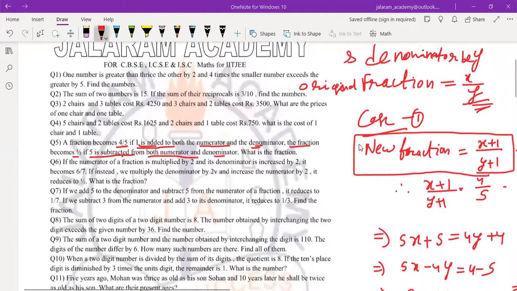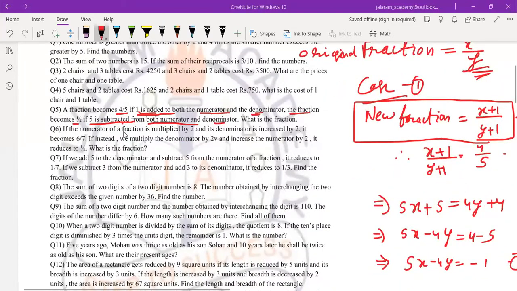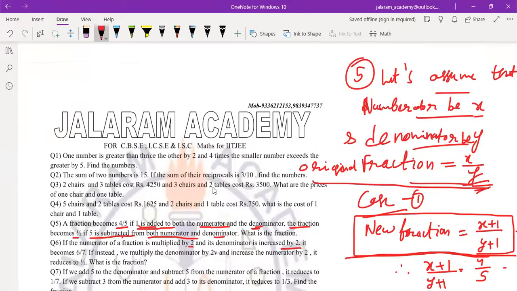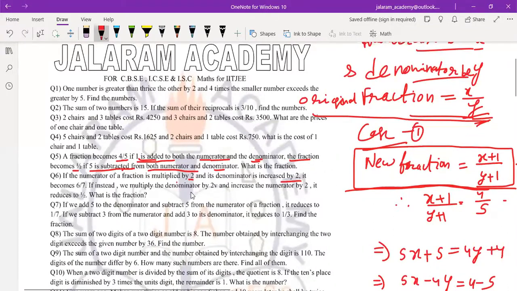Similarly, we can solve question number 6 with the same method: if the numerator of a fraction is multiplied by 2 and its denominator is increased by 2. First, we write these 3 lines. These 3 lines are common for this question also. First, let's assume that the numerator be x, the denominator be y, and the original fraction be x by y. Then we use the condition: the numerator is multiplied by 2, so it becomes 2x, and the denominator is increased by 2, so it becomes y plus 2. It becomes 6 by 7.